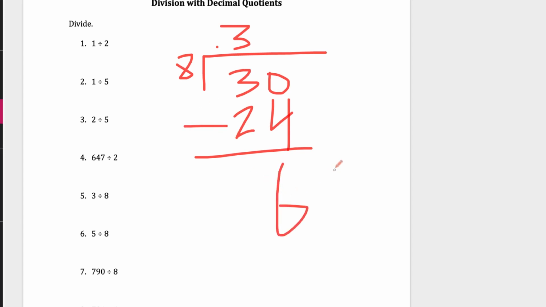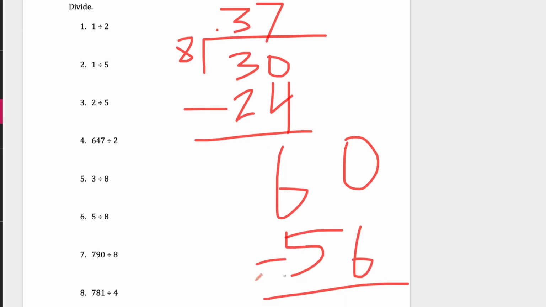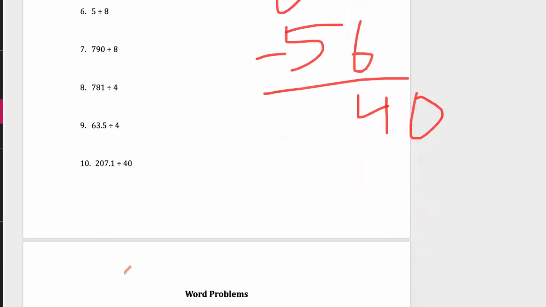8 does not go into 6, we have to add another 0. 8 goes into 60 7 times. So 8 times 7 is 56. So we get a 4. We add another 0. And 8 times 5 is 40. So the answer to number 5 is 0.375.